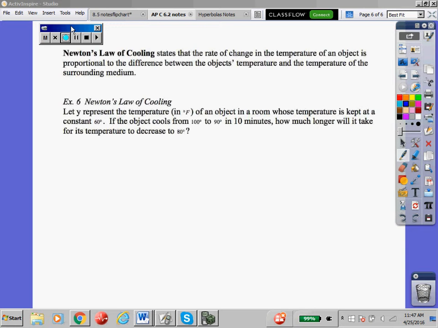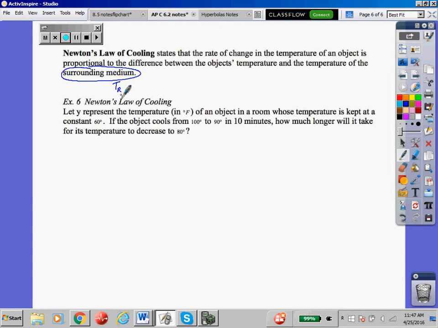Okay, so in your 6.2 note packet, it says Newton's law of cooling states that the rate of change in the temperature, see, when it says rate of change of temperature, that's a derivative, is proportional to the difference between the object's temperature and the temperature of the surrounding medium. Now, what that means, you may not have heard that worded that way. This is like the room temperature.